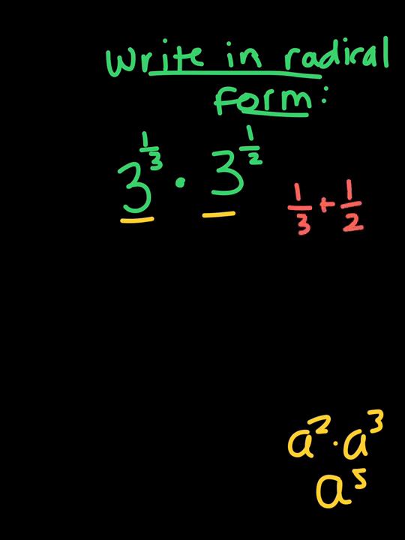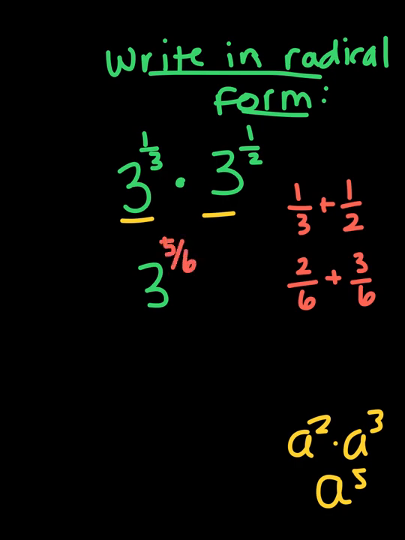So I need to make a common denominator, which would be 6. 1/3 would be 2/6. 1/2 would be 3/6. So when I add my exponents, I get 3 to the 5/6 power.